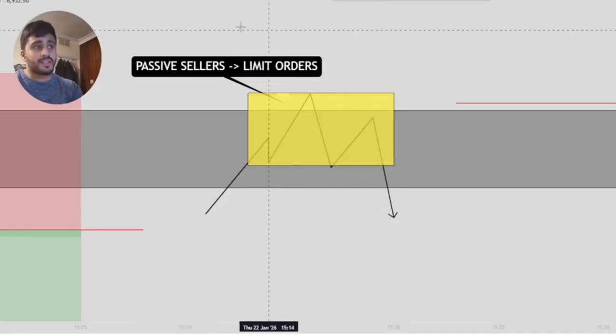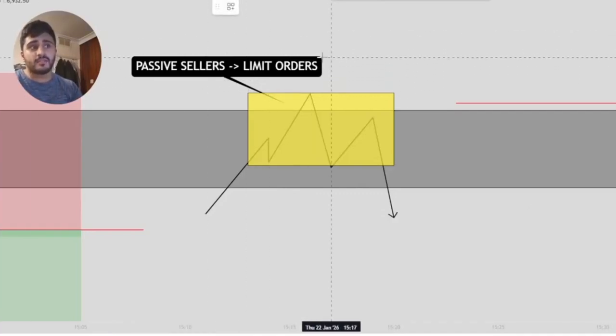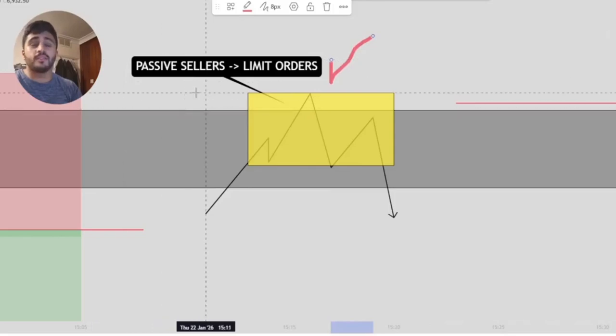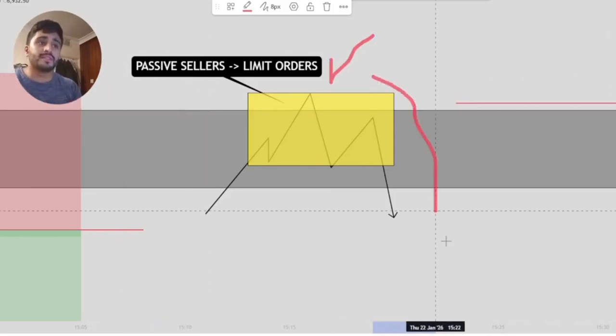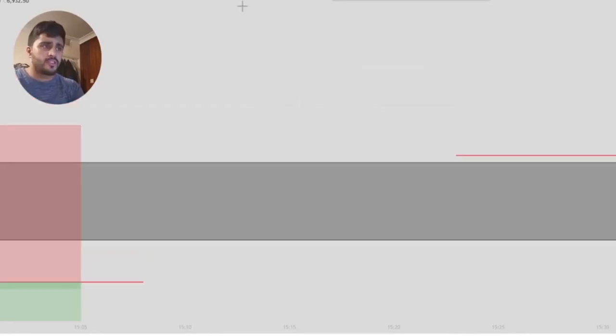So when we go back, this is the theory behind it. What we're seeing is passive sellers, or sell limit orders. It just means that sellers are in control. And so if you see evidence of passive sellers, you want to be selling. And that's why I took the short, essentially. That's why the short was valid. Just going to be breaking that down now.